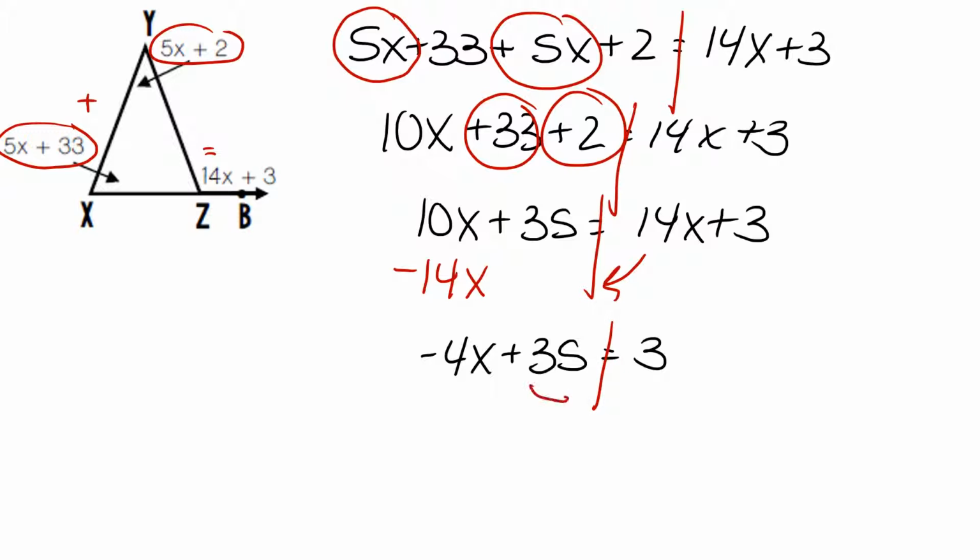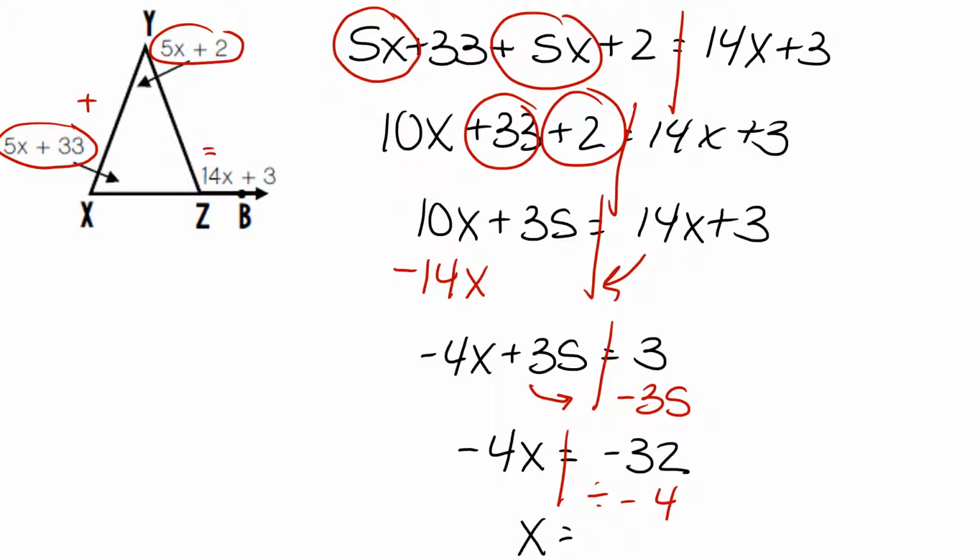Still combining like terms, 35 and 3 are on opposite sides, so again, we are doing the opposite operation. Instead of plus 35, we do a minus 35. 3 minus 35 is a negative 32. And our last step is to divide. We divide by negative 4. Negative 32 divided by negative 4 is going to give us a positive 8. But we are not finished. We have to take that answer and plug it back into each equation.